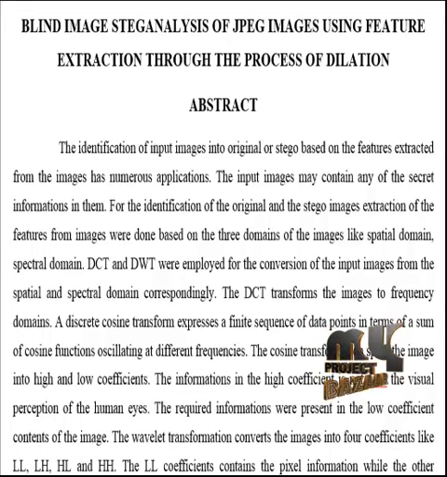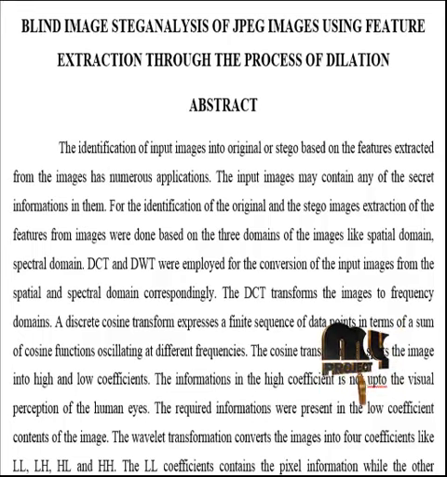For the identification of the original and the stego images, extraction of the features from the images was done based on the three domains of the images, like spatial domain and spectral domain. DCT and DWT were employed for the conversion of the input images from the spatial domain to the spectral domain correspondingly. The DCT transforms the images to frequency domains.